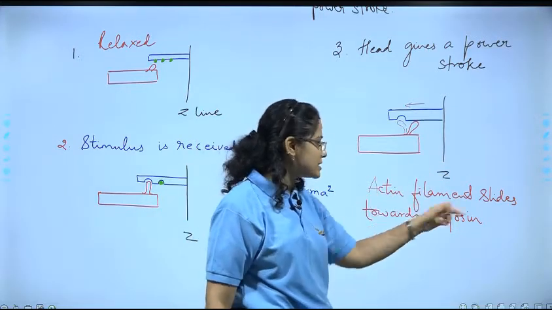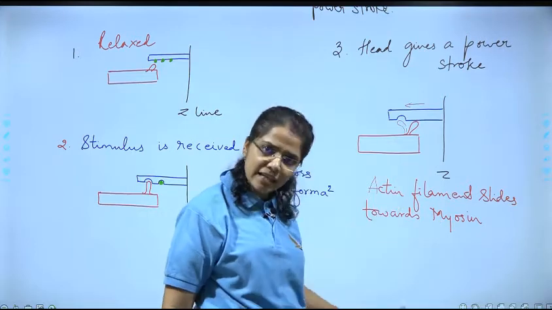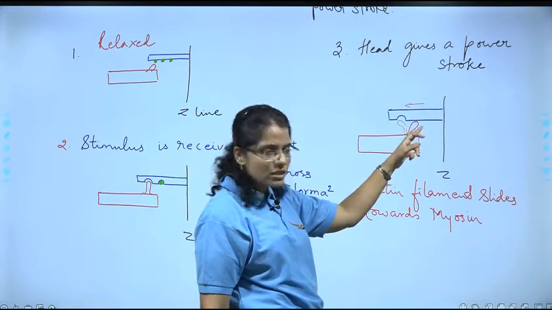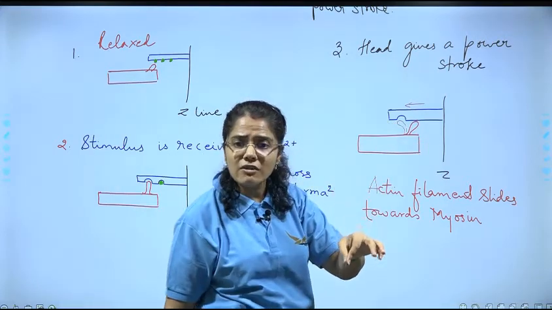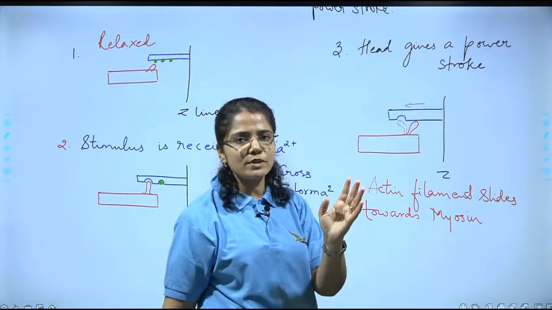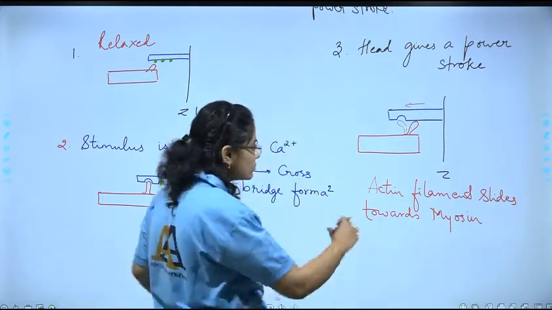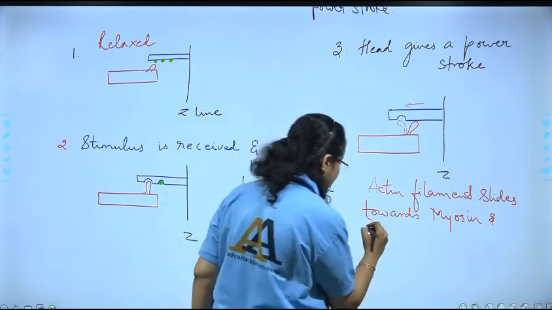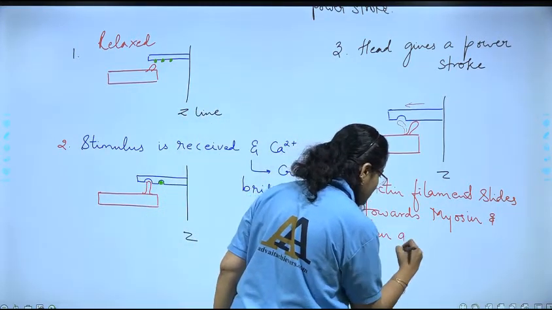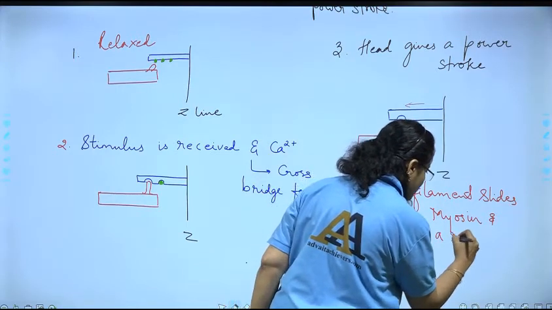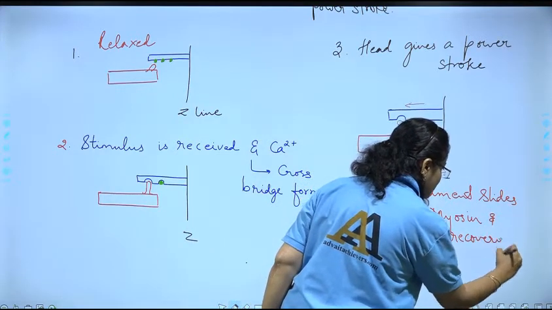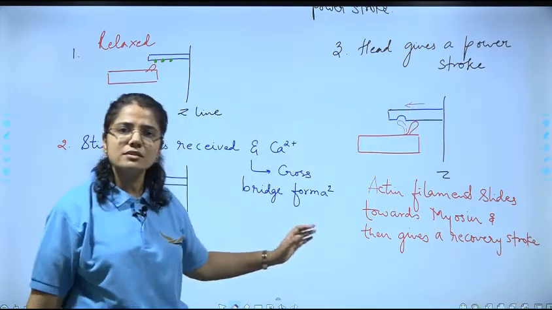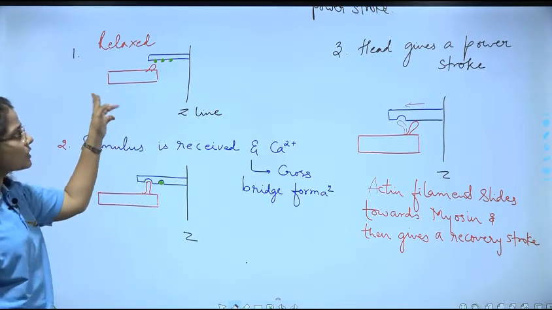सो एक्टिन फिलामेंट स्लाइड्स टुवर्ड्स मायोसिन, एंड देन माने इसको थोड़ा सा अंदर खींच लिया, उसके बाद द हेड गिव्स द रिकवरी स्ट्रोक. रिकवरी स्ट्रोक माने नेक्स्ट क्रॉस ब्रिज फॉर्मेशन के लिए रेडी होना, राइट? And then gives a recovery stroke. Right? This is clear. So what happened in the relaxed state?